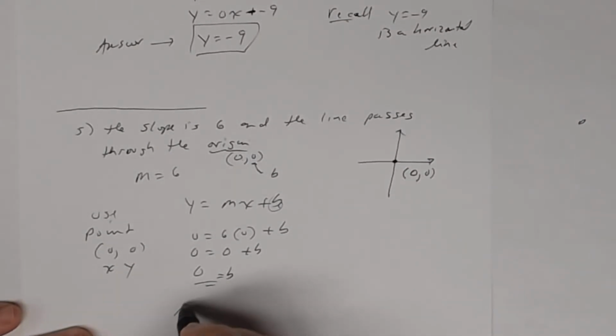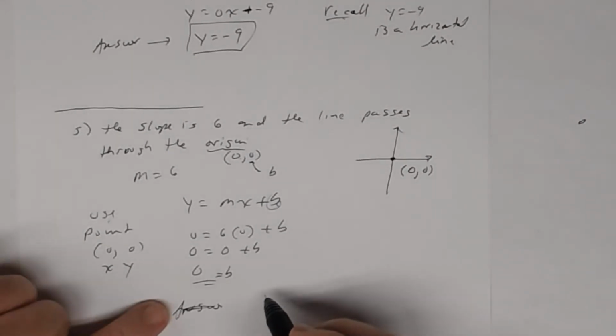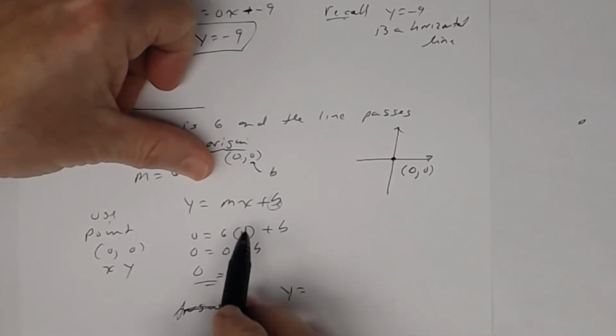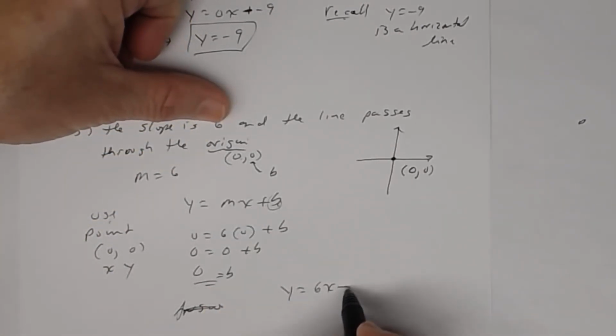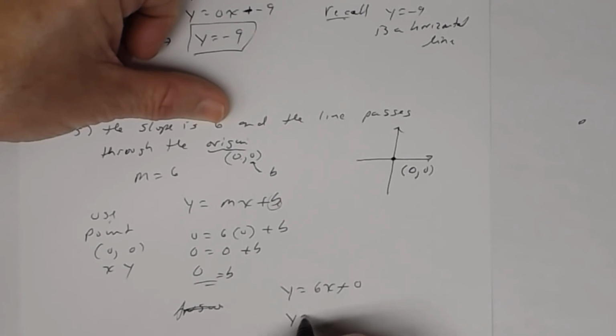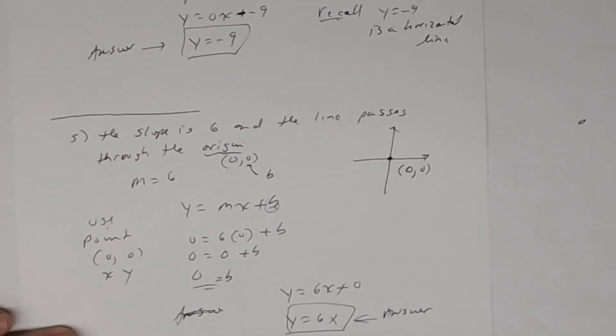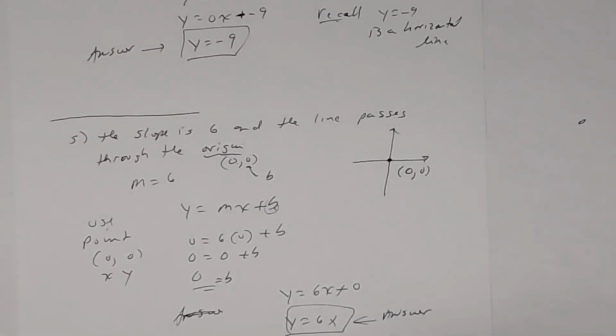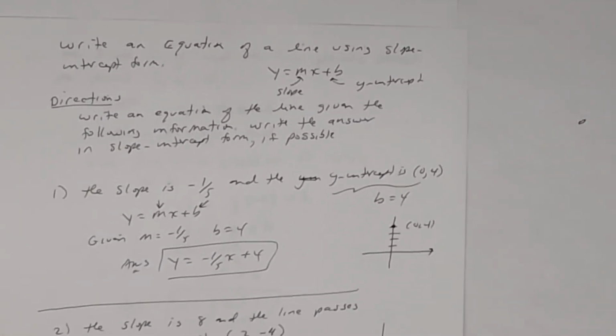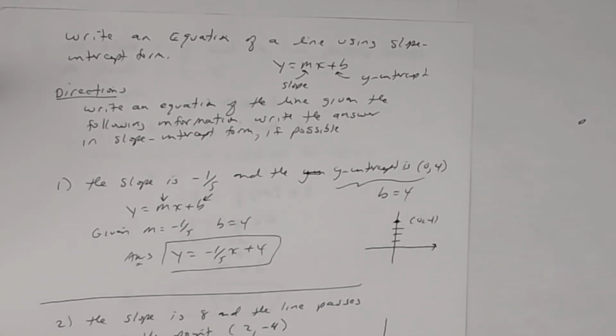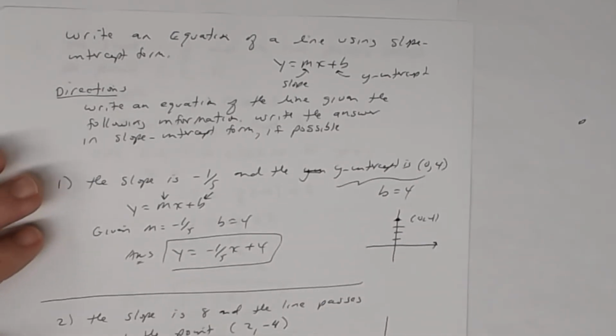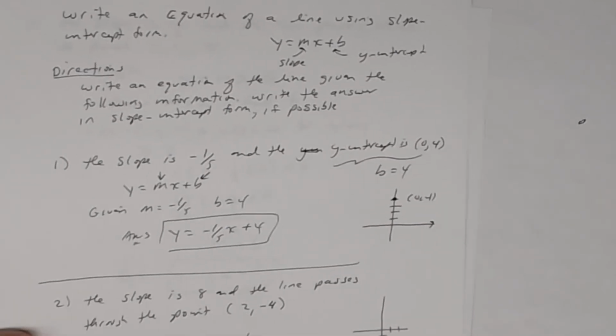All right, and so therefore the answer, let's just think about this for a moment before I put the answer. So we have y equals 6x plus 0, right? b is 0. But what is 6x plus 0? 6x plus 0 is just 6x, so write it like that. There's your answer. Okay, and that's it. So it's not that difficult. It's just remembering some things that you've learned in the past, and so that is the lesson on writing the equation of a line using slope-intercept form with certain specific conditions. Okay, so that is the end of this lesson.